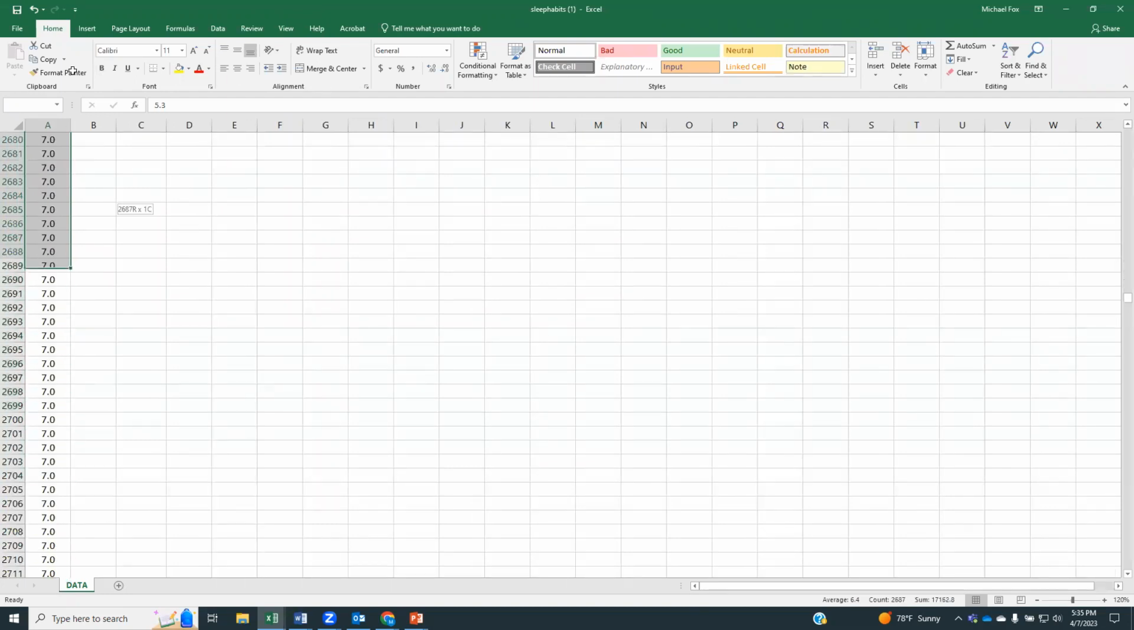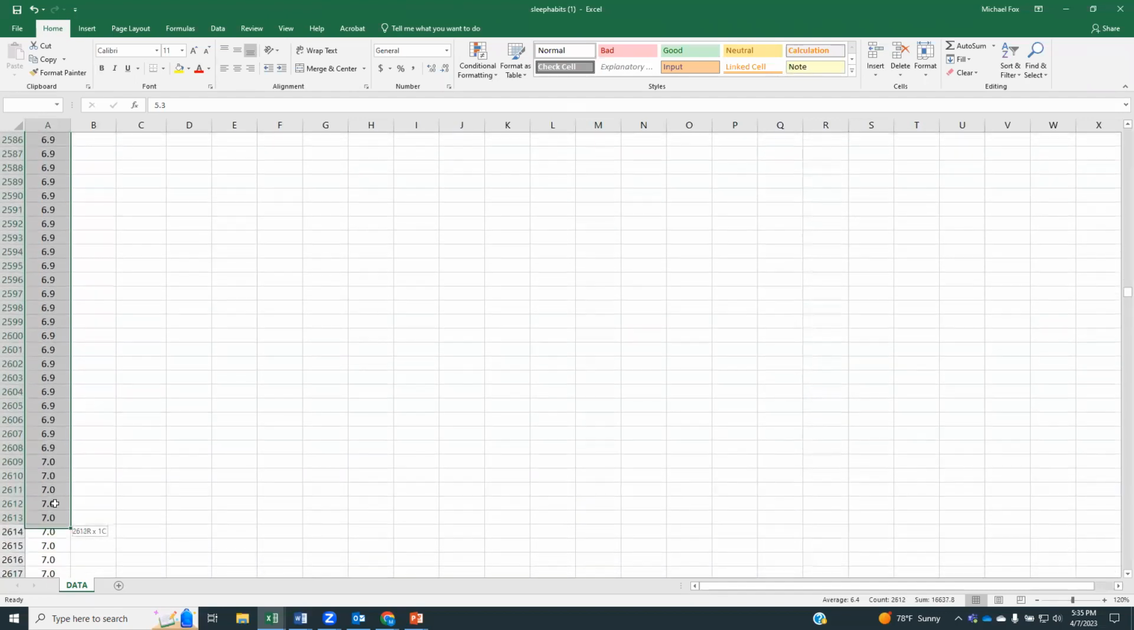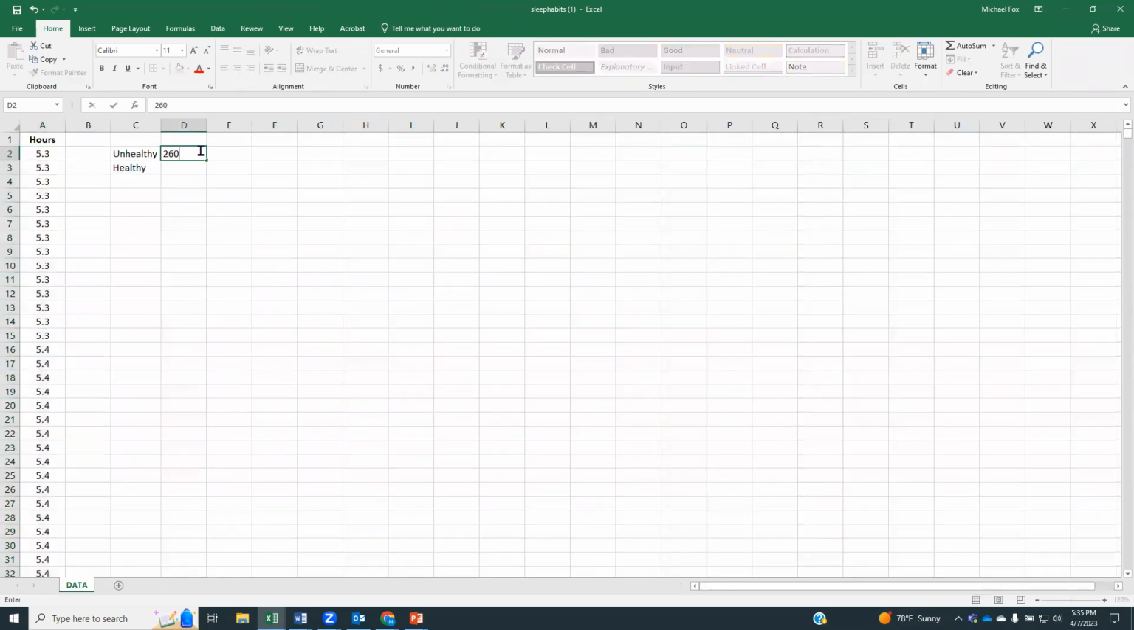Ooh, I went too fast. Somewhere in here, there it is. If I let go right there and look over here at the count, it tells me that there are 2,607 cells selected. So the number of people who are reporting 6.9 hours or fewer is 2,607. I'm going to put that right here, 2,607 people.